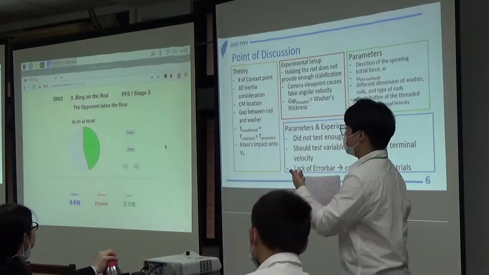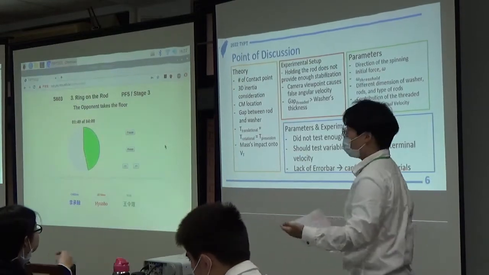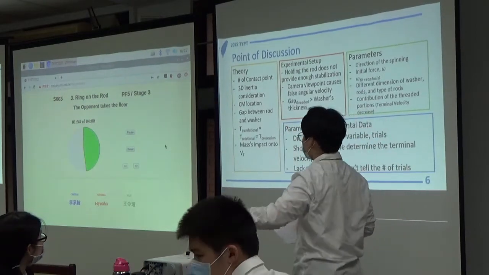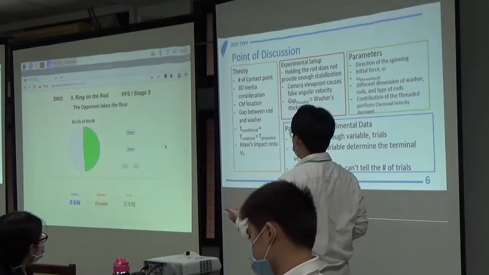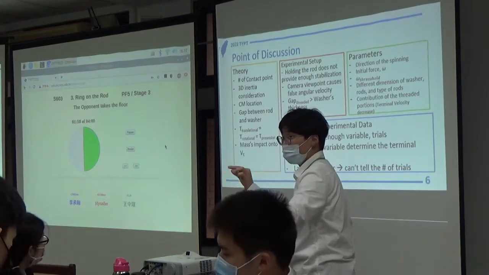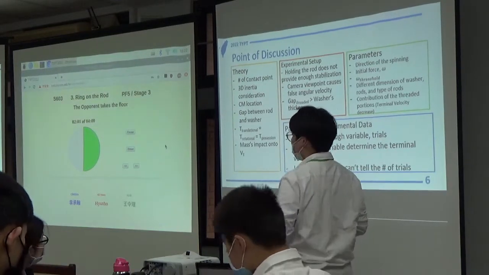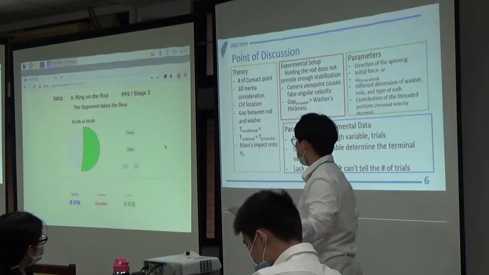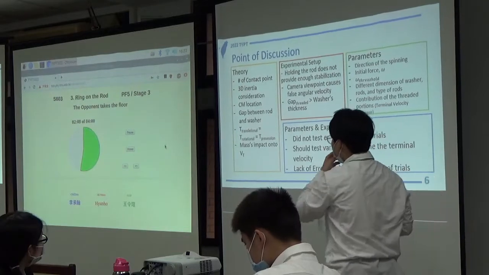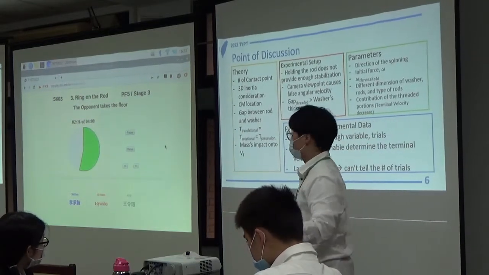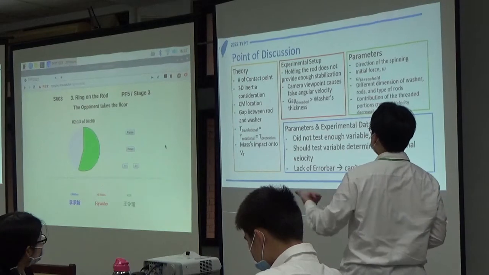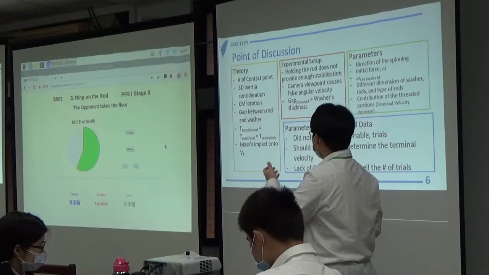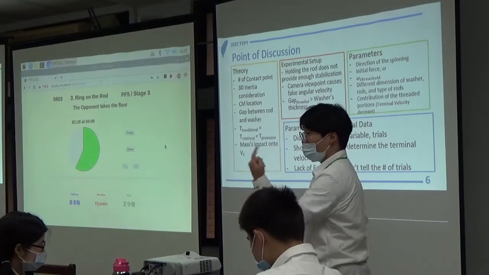So for the upcoming discussion, I want to talk about theories about the number of contact points, 3D inertia consideration, or the center of mass consideration, and I also want to talk about how the gap between the rod and the washer will impact the overall motion. And in the 2-minute discussion, I want to bring up the mass impact onto the terminal velocity. Then I want to talk about the experimental setup, for example how the holding is not strong, so it can cause vibration of the rods while the washer is moving down.